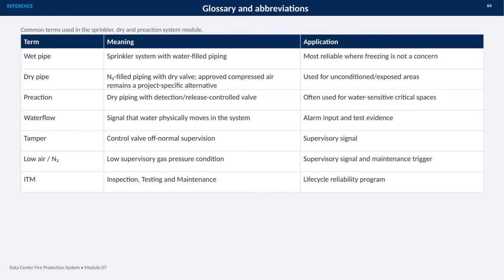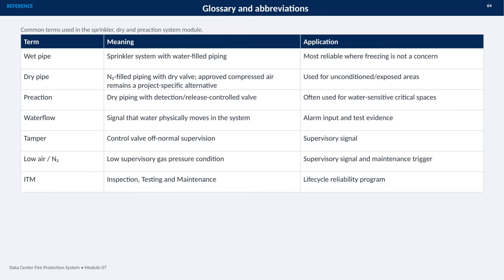This reference slide brings together the core terms used in the sprinkler, dry pipe, and preaction system module. I'll begin with the 3 system types. A wet pipe system has water in the piping, and is generally the most reliable option when freezing is not a concern. A dry pipe system uses nitrogen-filled piping and a dry valve, although approved compressed air may be used as a project-specific alternative. It is intended for unconditioned or exposed areas. A preaction system keeps the piping dry and uses a detection or release-controlled valve, making it appropriate for water-sensitive critical spaces.